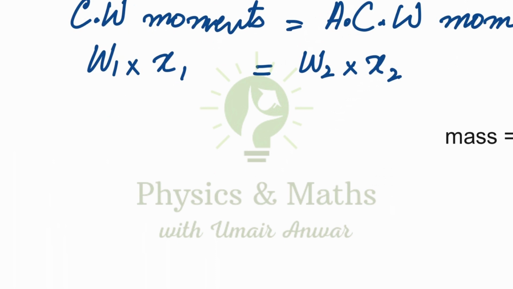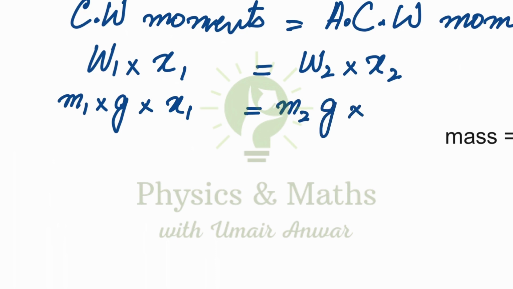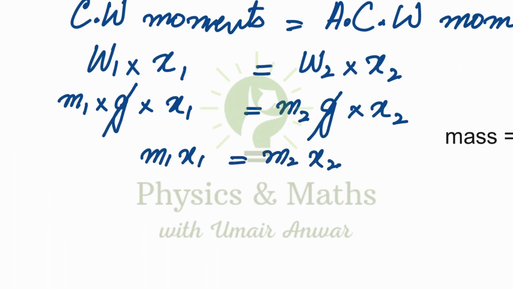Now, weight of the beaker would be mass of the beaker multiplied by the gravitational field strength multiplied by the distance. Similarly, the weight of the rule would be mass of the rule multiplied by again g and multiplied by the distance of the rule from the pivot. Now this g is cancelled on both sides, so we are left with m1 x1 is equal to m2 x2.